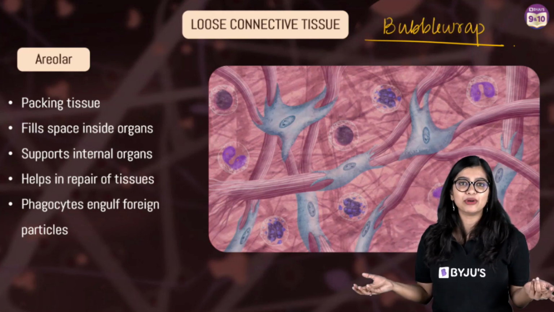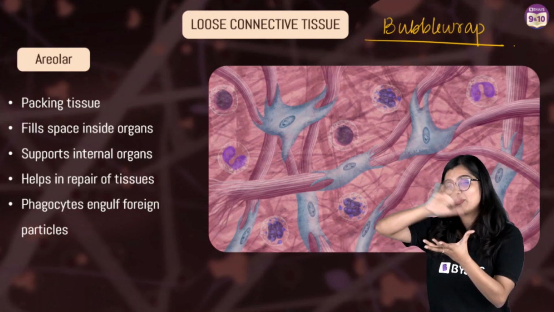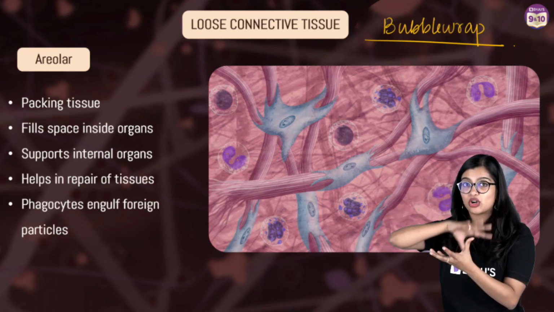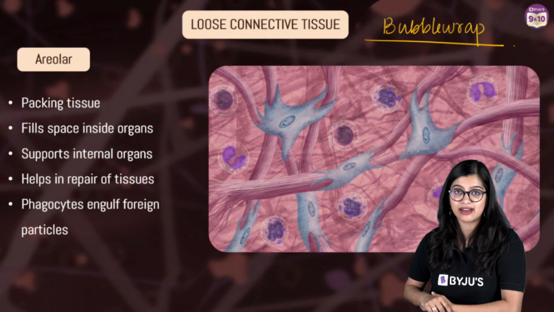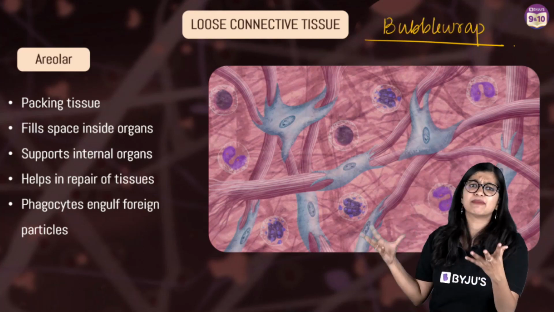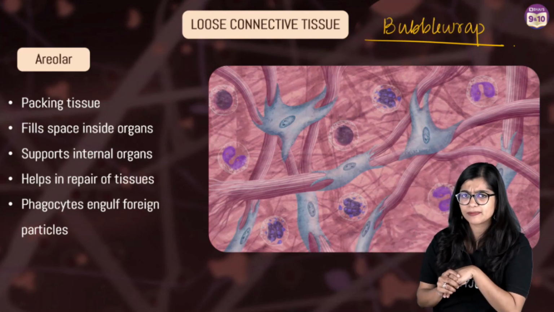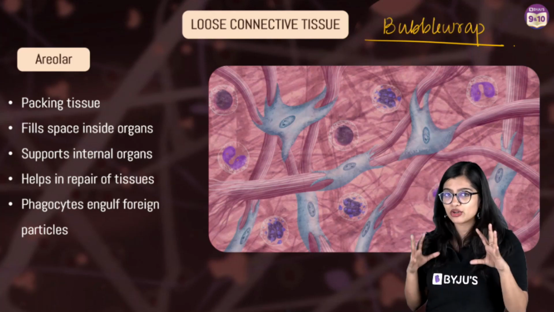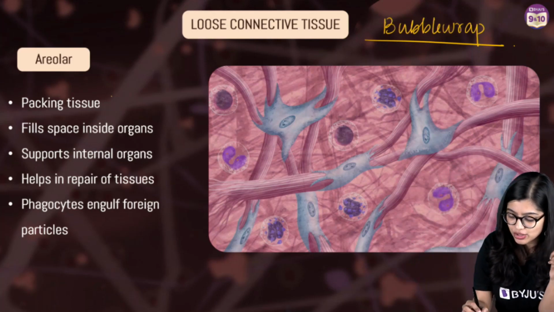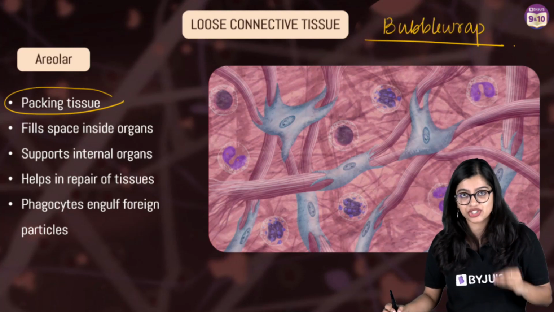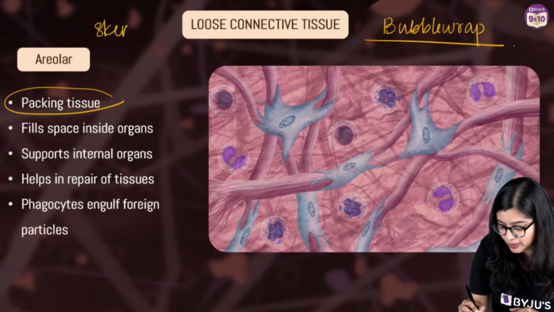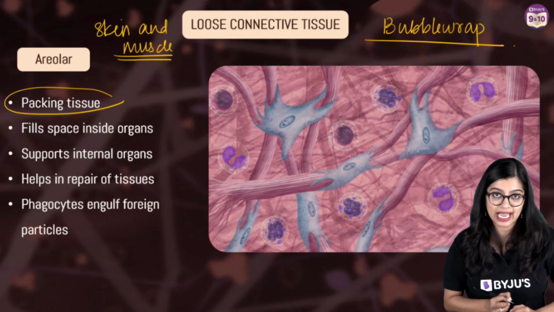Now, what does a bubble wrap do? It protects, right? What we normally use the bubble wrap to sort of cover the important things that are there. It holds it in place, fills up the vacant spaces that are there in the box. Now, your areolar tissue is kind of like this bubble wrap. So we see that your areolar tissue acts as a packaging tissue, and it is present between the skin and the muscle, right?